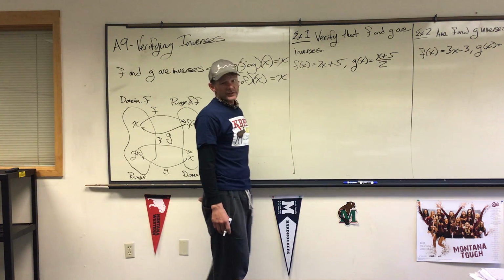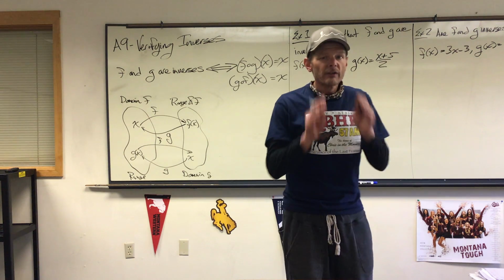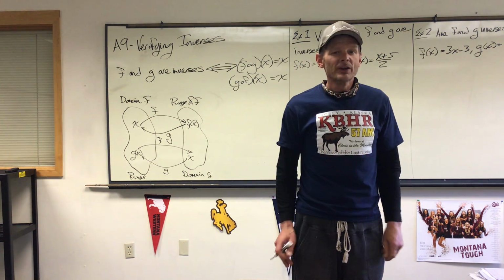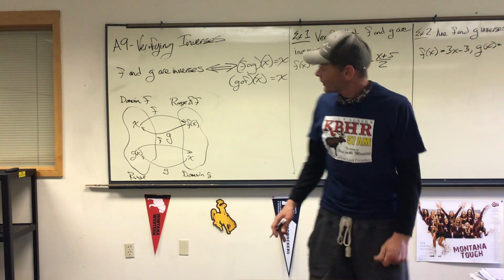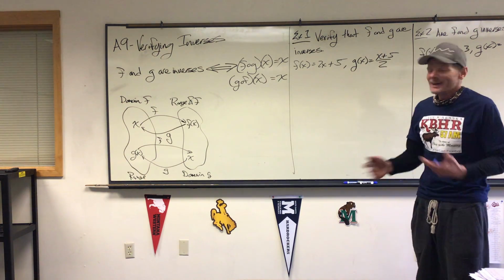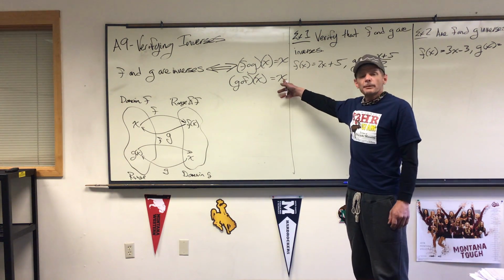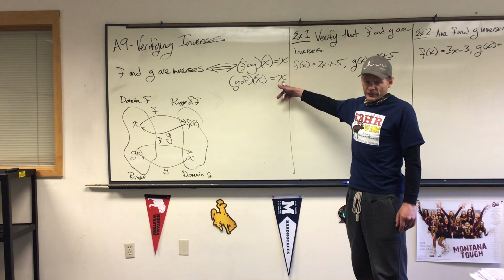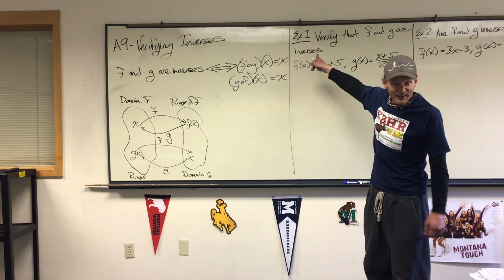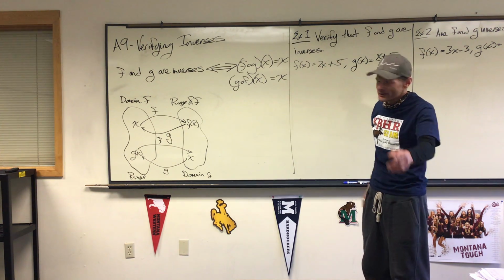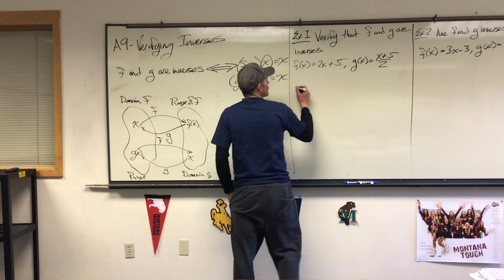So, example 1 says verify that they're inverses. In the past, if you make a mistake and you can't get to it, people have told me, oh, I couldn't get to x, so they're not inverses. No, they are. If you can't verify when it says verify, you're doing something wrong. So let's do f composed with g of x.